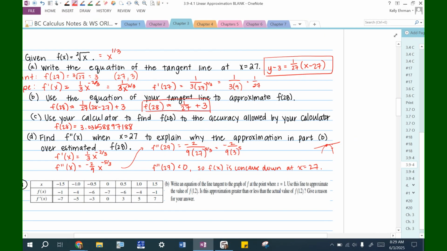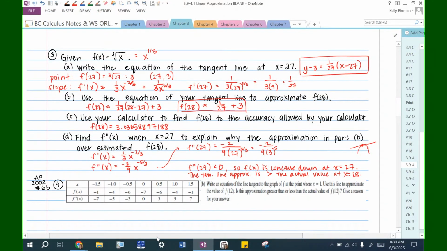So because f of x is concave down, the tangent line approximation is greater than, I would write this out in words on the AP test, but is greater than the actual value of f of 20, or maybe at x equals 28. How about that? 28 is near 27. It's still concave down in that section.